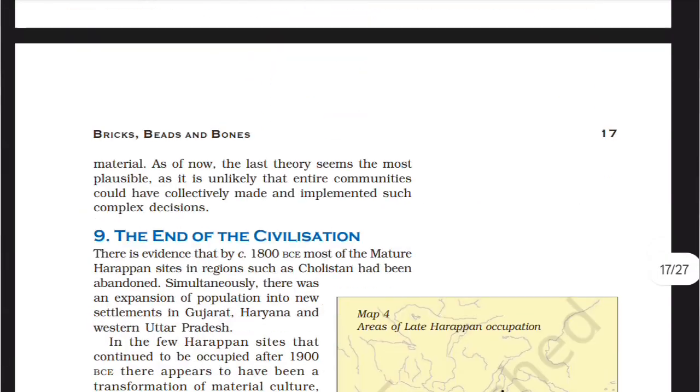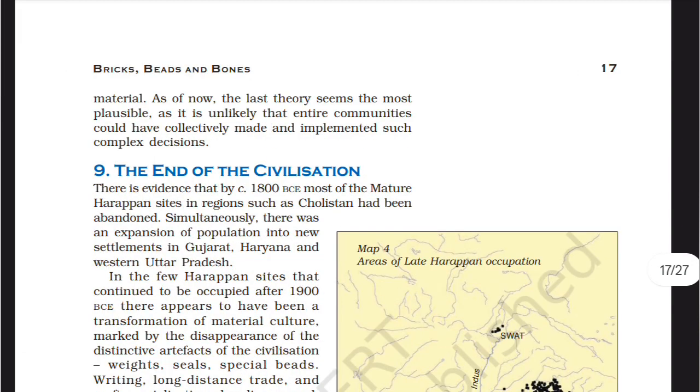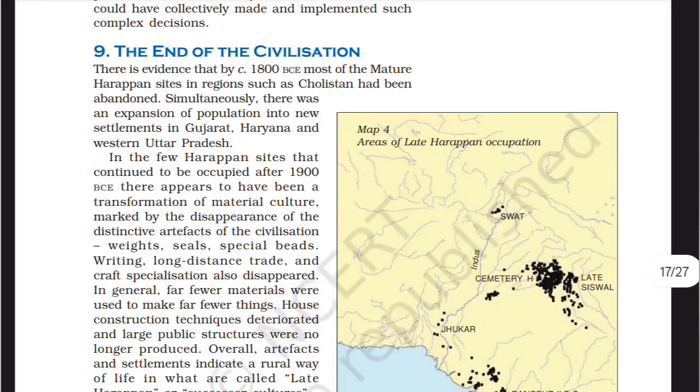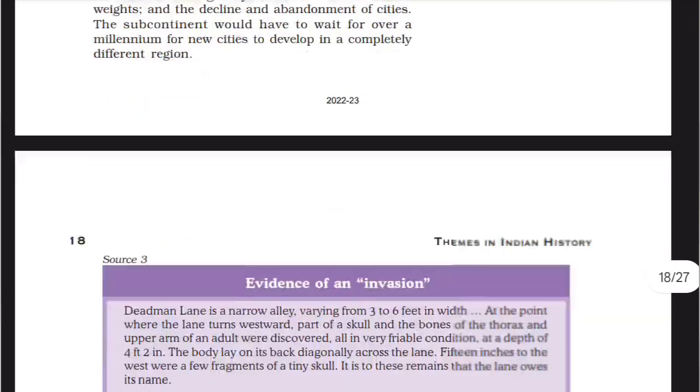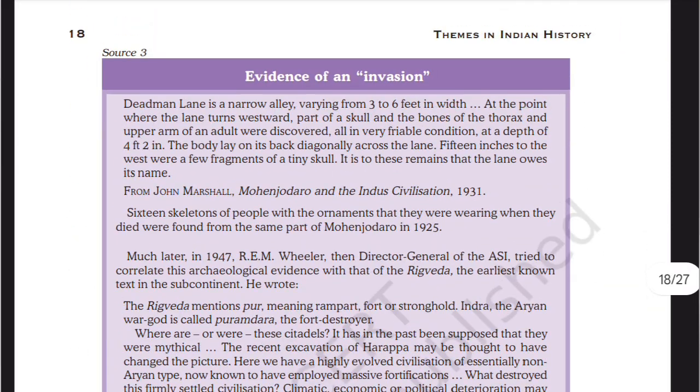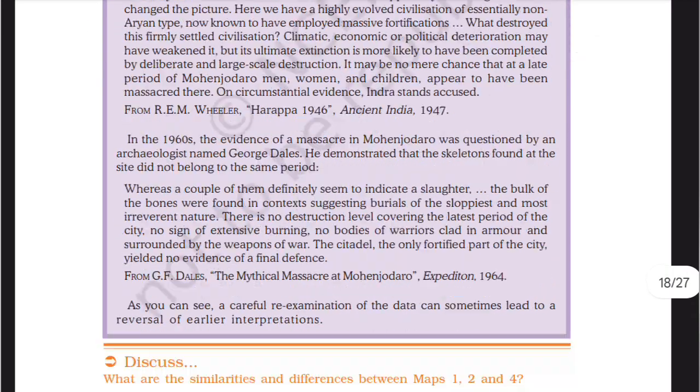Now we are almost ending this chapter today, with the ending of the civilization. There are various things we are not sure about, the real reason for what happened. But still we know maybe the sites were abandoned because of deforestation, flood, climate change, maybe rivers were drying out. This kind of thing can be there. There is also a box which gives evidence of invasion, so you can have a read of this box.